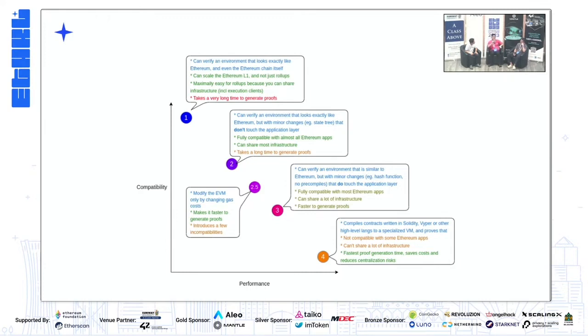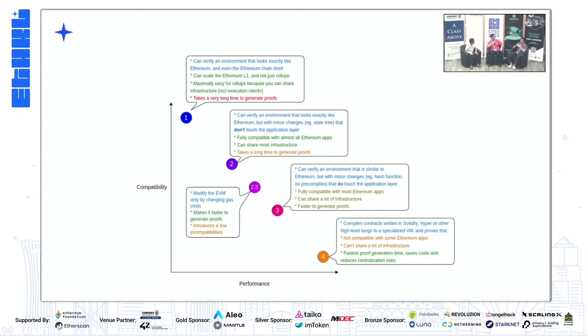So type 1 is Ethereum equivalent. That means we don't do any code changes to the core protocol. And so what this means for developers is that whatever they deploy on Ethereum, they can also deploy on Taiko without any code changes to their smart contracts.